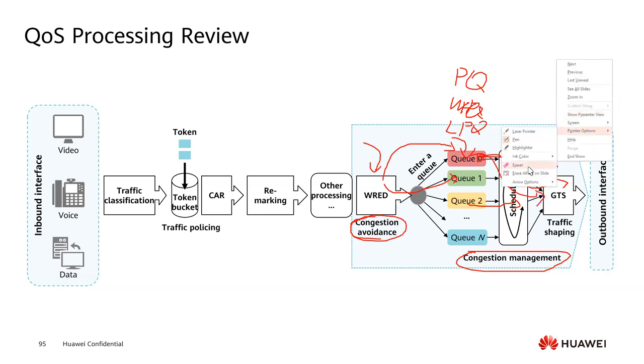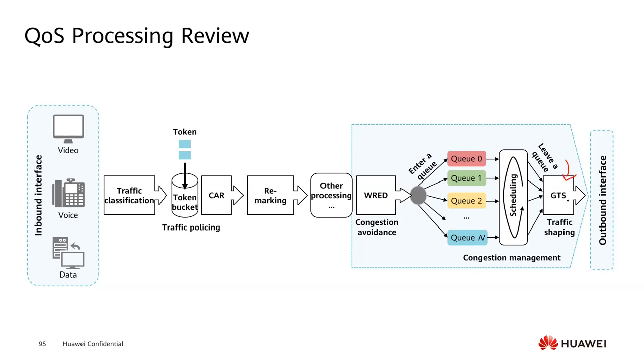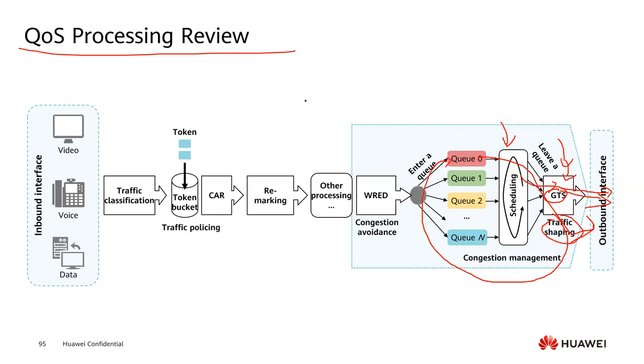And when it goes out, if you configure the traffic shaping, the tool called GTS, then based on token bucket, it will decide whether during this time the packet is allowed to go out or not. If it is not allowed to go out, the traffic shaping will put it into the buffer, which means it will put it back into the queue and wait for the next scheduling, then forward out. Okay, so this is the whole processing of the queues.